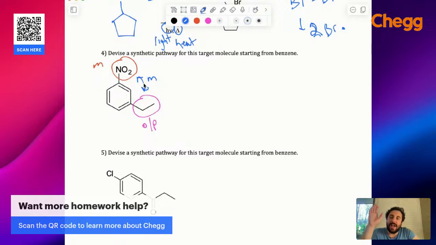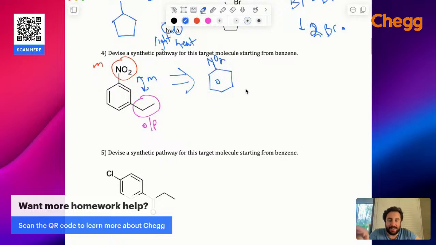So if they have a meta relationship, then it is clear that the meta director directed the other group to where it is, right? So what that means is if we do our big fat retrosynthetic arrows, this means back in time, not forward. We're saying what came before this. When you see this arrow, we're saying what came before this. So what came before this must be nitrobenzene, right? Because nitrobenzene is a meta director, so it directed the incoming alkyl fragment to the meta position.